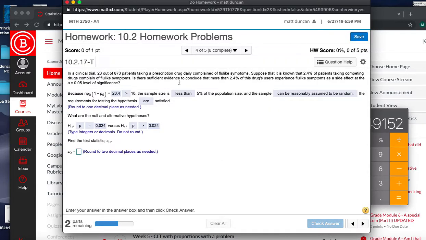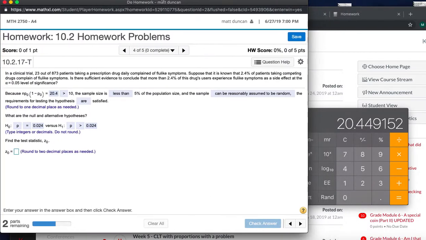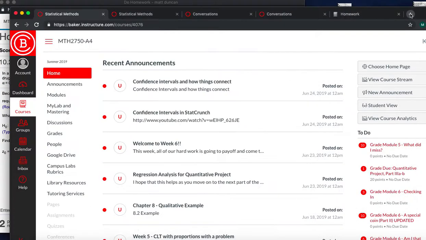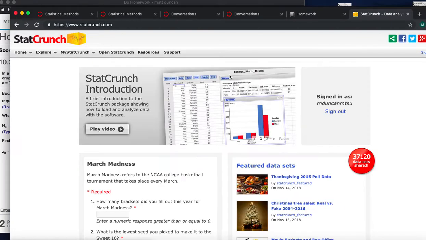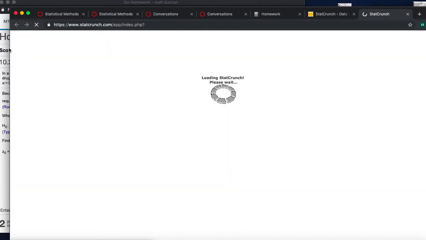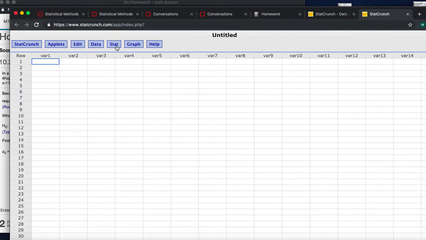There we go. And now it's asking for the test statistic. You can compute this by doing a z-score. The divisor of the z-score, the standard deviation, is going to be the standard deviation from chapter 8, which is the square root of p times 1 minus p over n. You are more than welcome to do that. I am not, because I'm lazy. So I'm going to go to statcrunch.com. I'm already logged in, so I'm going to be good. Then I'm going to go to Stat.